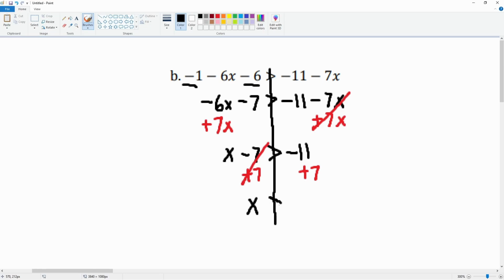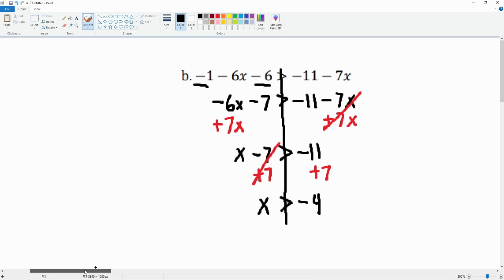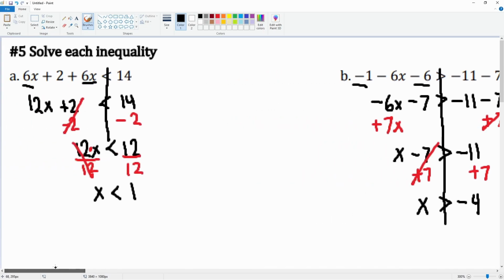Bring down that inequality symbol. The negative 11 plus 7 becomes a negative 4. That would be the answer. The x is by itself. We did not have to flip anything because we did not multiply or divide by a negative number.